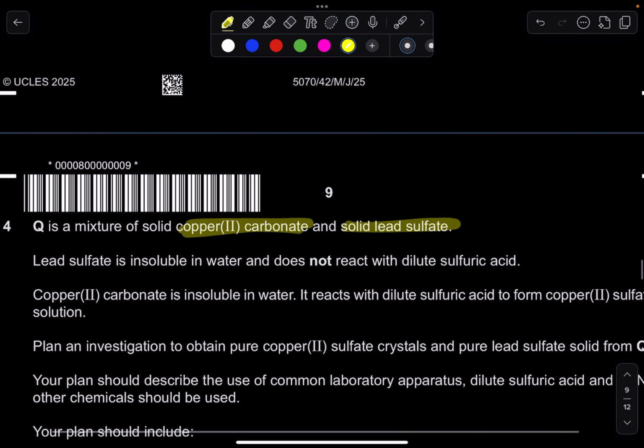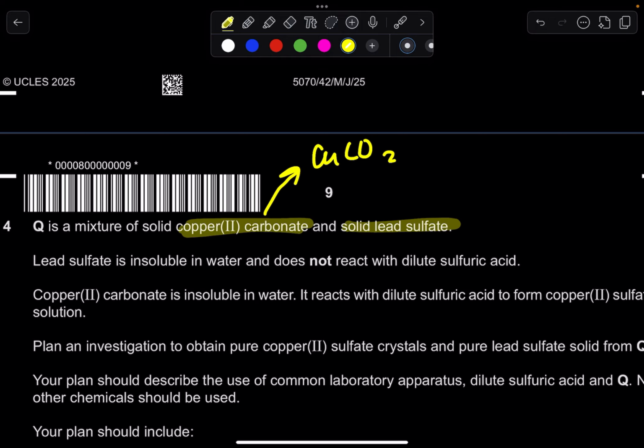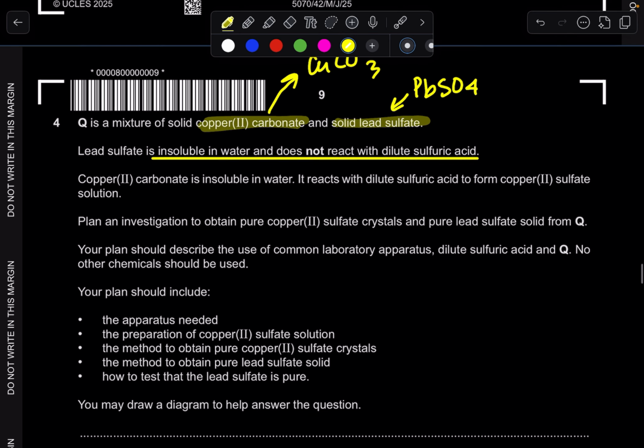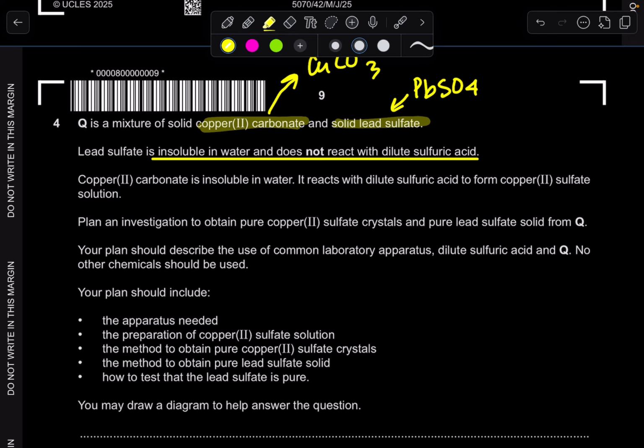Writing down the formulas: CuCO3, PbSO4. Lead sulfate is insoluble in water and does not react with dilute sulfuric acid. Okay, good for us. Examiner has told us this. That means it might be important in the future.